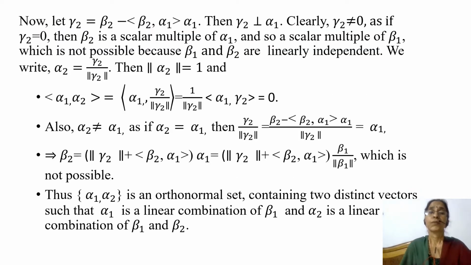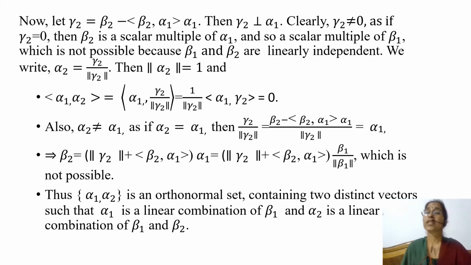Now, let gamma 2 be equal to beta 2 minus the inner product of beta 2 and alpha 1, times alpha 1. Then gamma 2 is orthogonal to alpha 1. Here we can see that beta 2 minus the inner product of beta 2 and alpha 1 times alpha 1 is a vector orthogonal to alpha 1, and so gamma 2 is orthogonal to alpha 1.